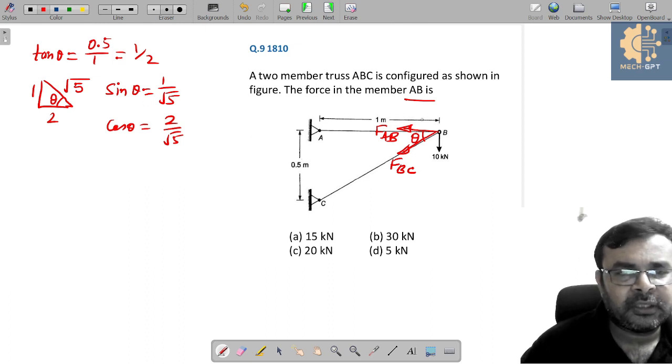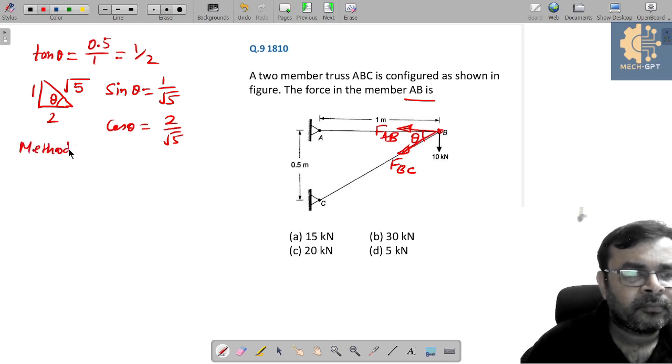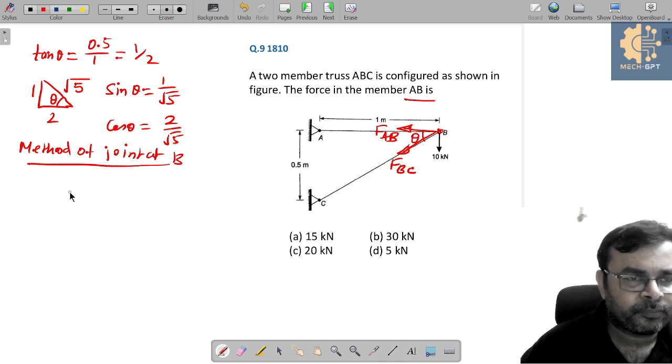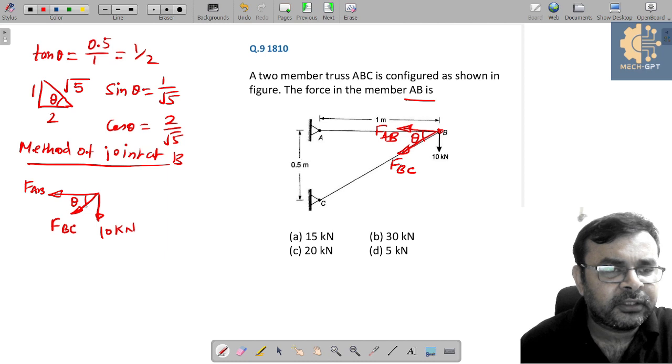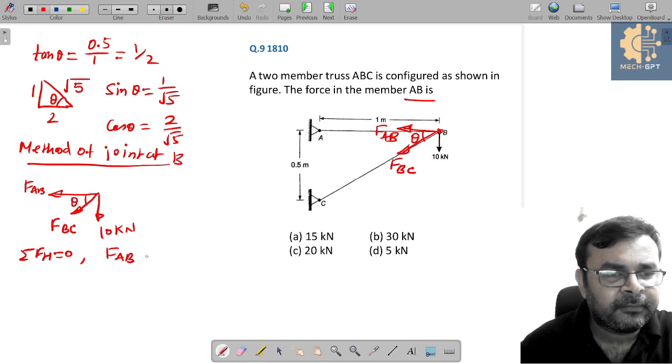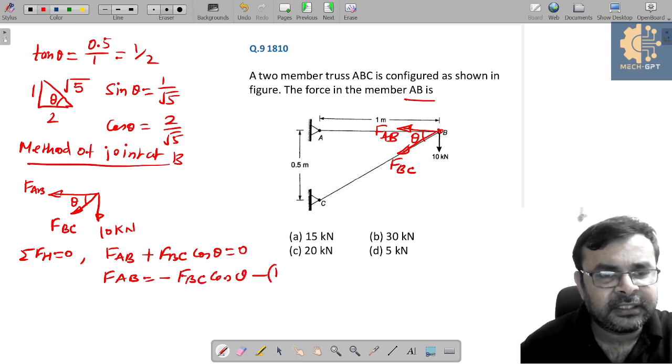Yes or no? Okay, so now if I apply method of joint at point B, then can I say here we have these forces, yes or no? And this angle is theta, and this is 10 kilonewton force, yes or no? And this is FAB, and this is FBC. So when you resolve this FBC force and write summation of horizontal force equal to 0, then you will get FAB plus FBC cos theta is equal to 0. So from this FAB can be written as minus of FBC cos theta. Yes or no? Let's say this is equation 1.